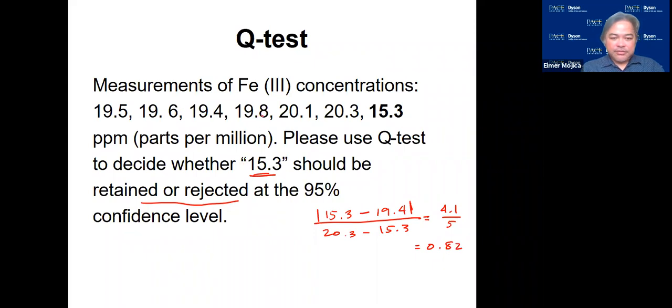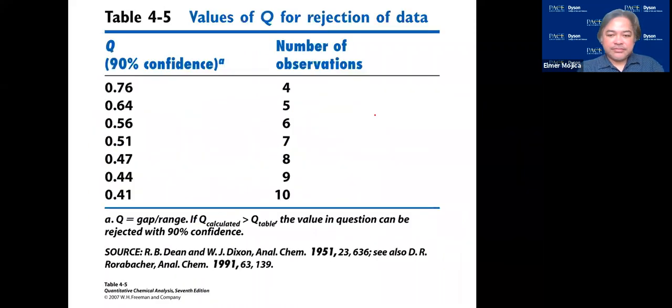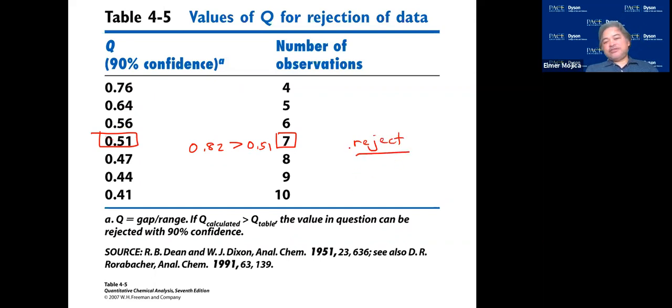1, 2, 3, 4, 5, 6, 7. So if we're going to look at that 7, the Q value should be 0.51. Okay, so Q calculated is 0.82, much greater than 0.51. Then we could say we're going to reject that lowest number. So that is an outlier.